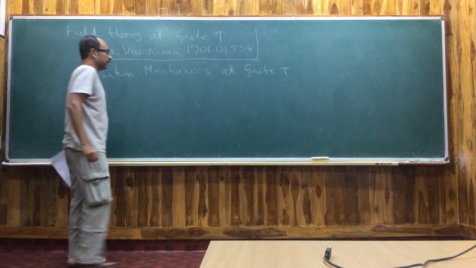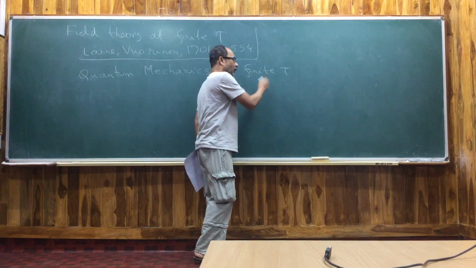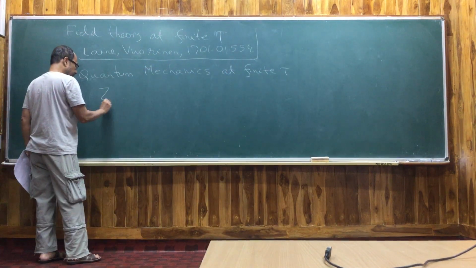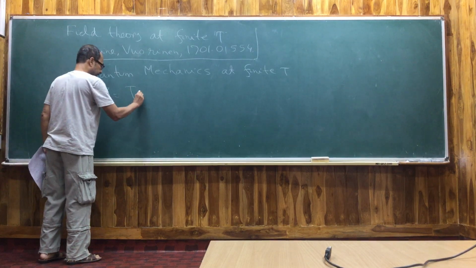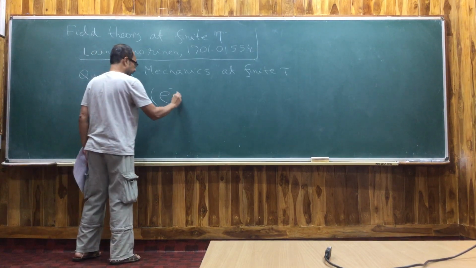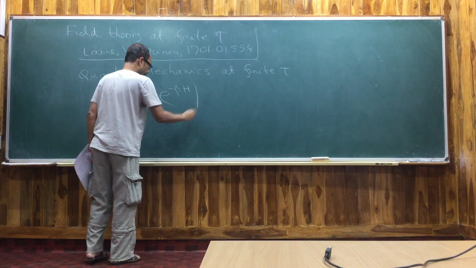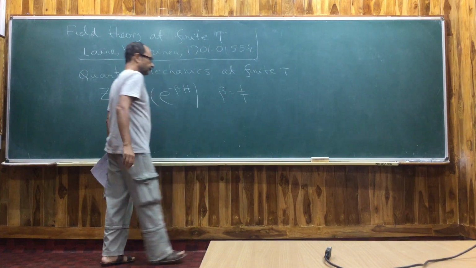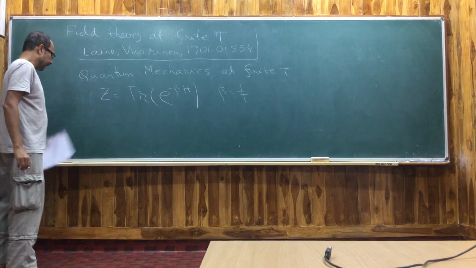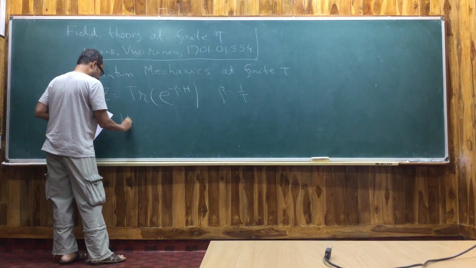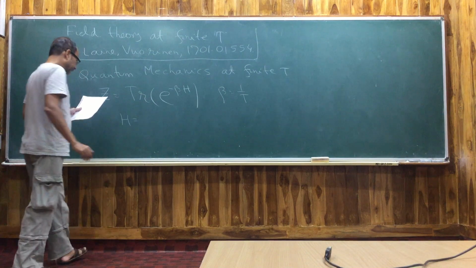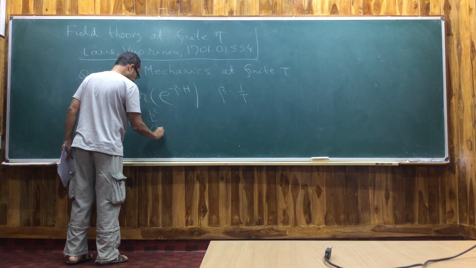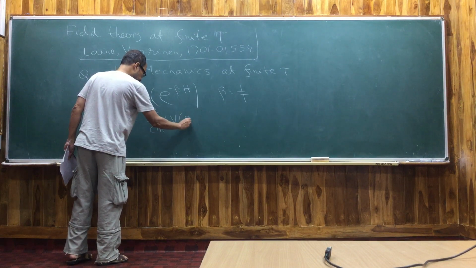So here, at least one of the most important things that one wants to calculate is the partition function, the trace of e to the minus beta H, where beta is 1 over T, and H will be taken to be the simple one particle Hamiltonian in one dimension, p squared by 2m plus V of q.